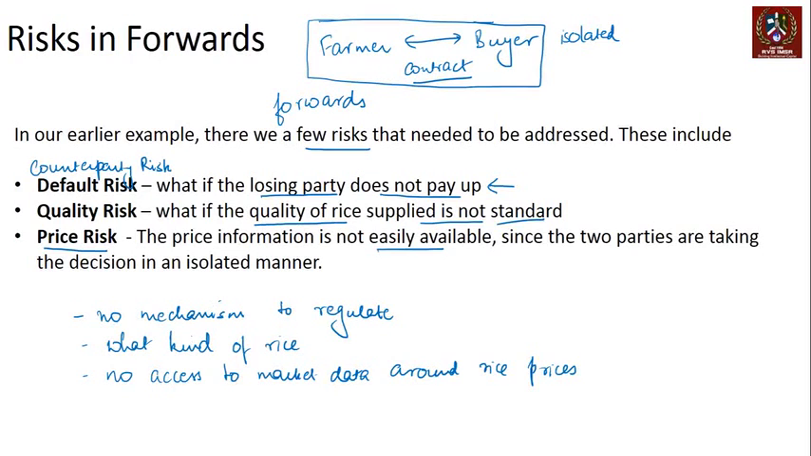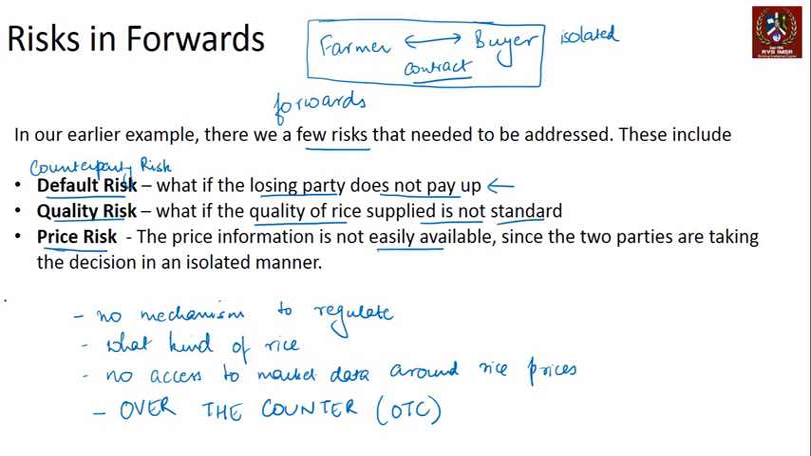Now this happens because forwards are what are known as over the counter products, also known as OTC products. What does over the counter mean? It means that there's no standard product available. Two parties meet each other, and depending on their level of comfort with each other and the fact that they mutually agree on a certain kind of contract, they will create a contract. That's called a forward contract. So forwards are over the counter products, and thereby you have three broad risks: default risk, quality risk, and price risk.